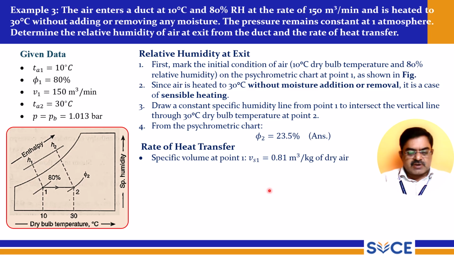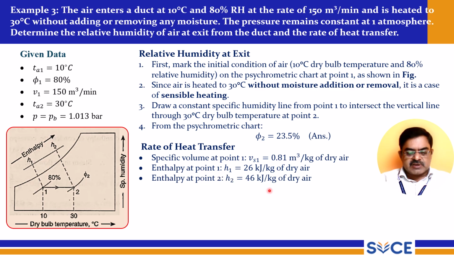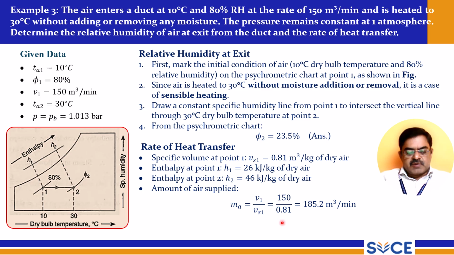So rate of heat transfer: specific volume at point 1, that is Vs1, is equal to 0.81 meter cube per kg of dry air, and enthalpy at point 1, H1, is 26 kilojoules per kg of dry air. Enthalpy at point 2, H2, is 46 kilojoules per kg of dry air. This we are finding from the psychrometric chart. So amount of air supplied, MA, equals V1 divided by Vs1, which is 150 divided by 0.81, where Vs1 is the specific volume at point 1. That gives MA as 185.2 meter cube per minute.